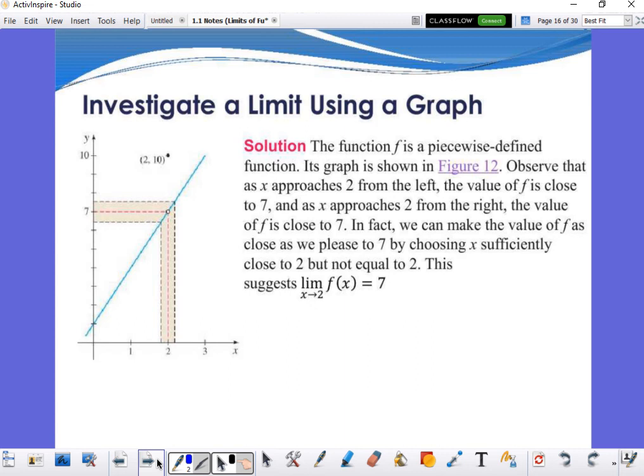All right, next one here, investigate using a graph. That's what we're doing. So now this is the problem that we just got done doing. Okay, here comes up and it's way over here from there. So I could read this as the limit of f of x as x approaches 2 of f of x. Okay, for this case, it would be 10.